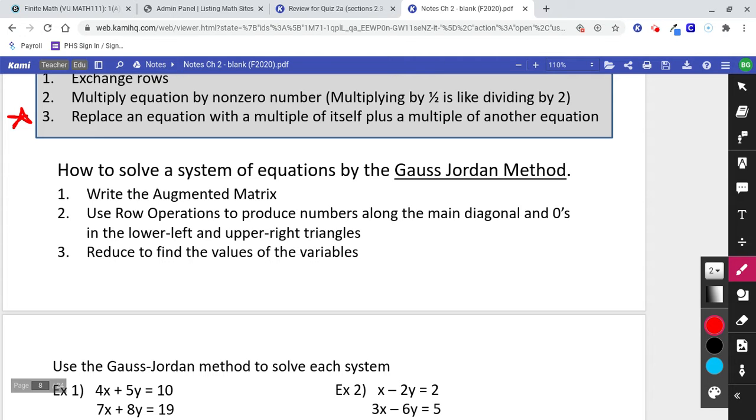Echelon Method, we wanted a triangle, right? Okay, but in Gauss-Jordan, we're going to do something a little bit more. So instead of producing a triangle, it's going to look something like this, okay?